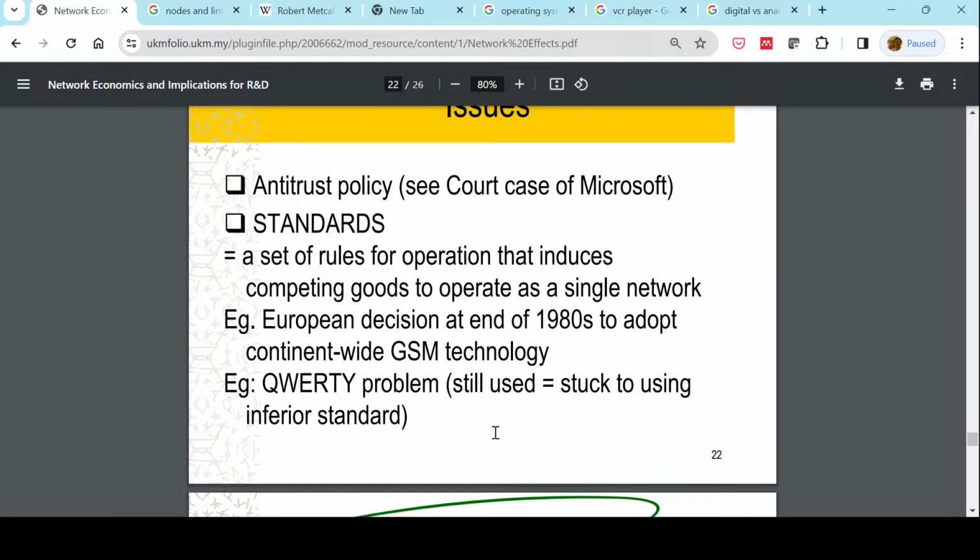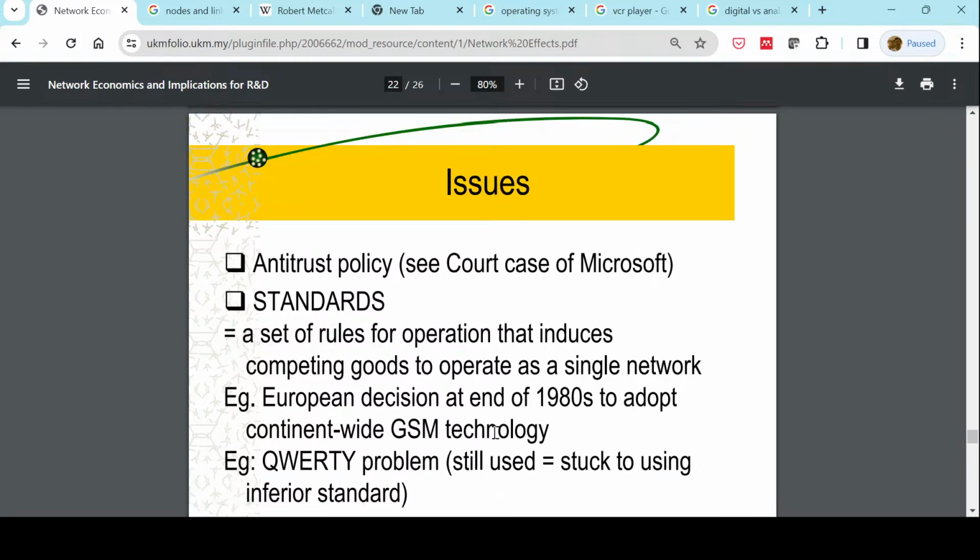Issues, so almost to the end. What are the issues with network externality? Number one, the issue of monopoly, because of positive feedback. The tipping, remember? More people buy Microsoft, more people buy PC with Microsoft, more people buy this. In the end, there was the court case against Microsoft, to break up the monopoly. We don't want to get into that. So that's number one.